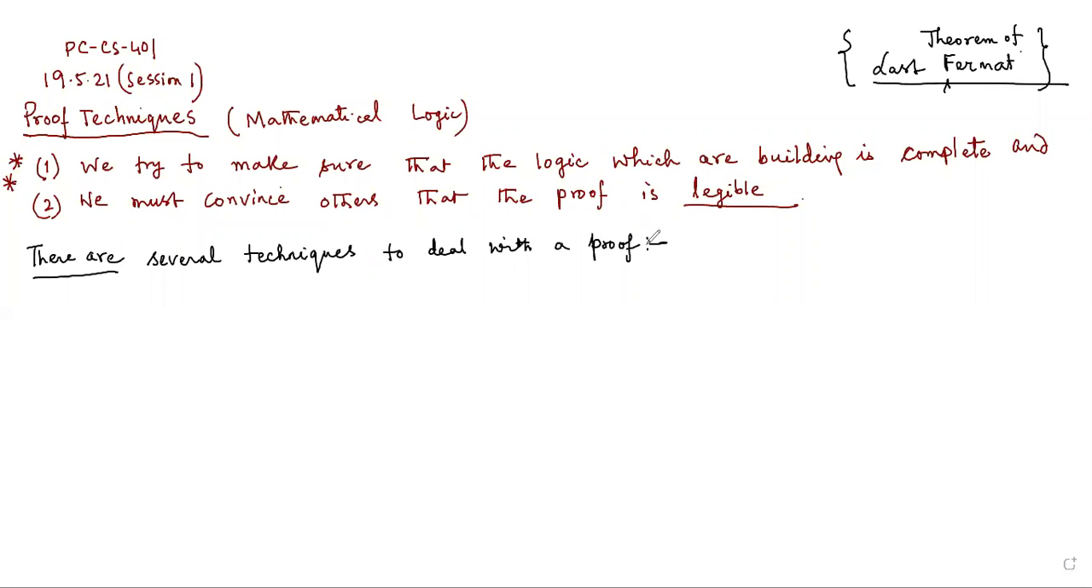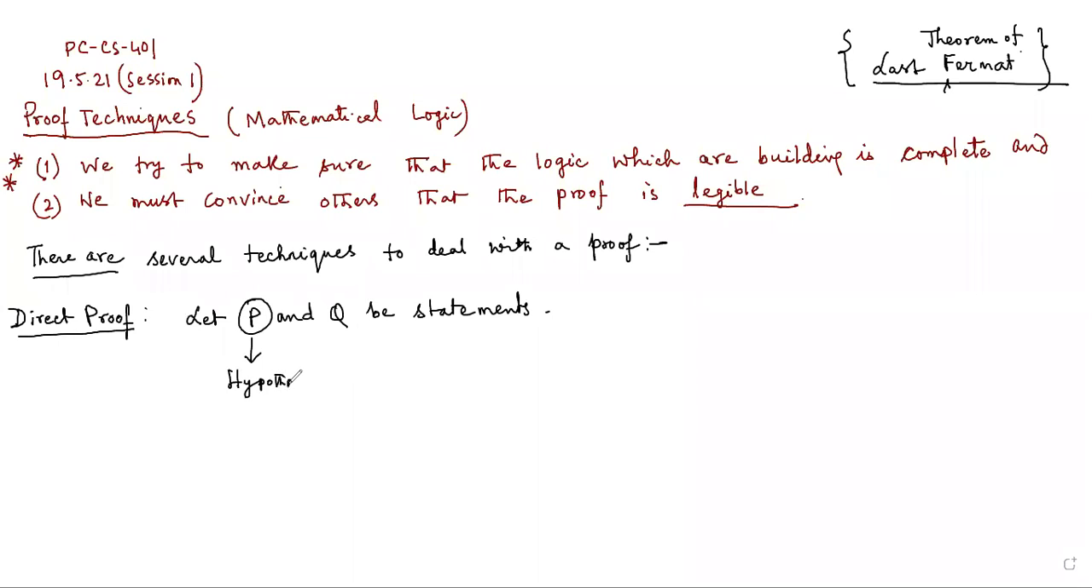One of the techniques that I'm going to discuss first is called direct proof. What is direct proof? In direct proof, we consider two mathematical statements, P and Q. Okay, and we make this statement P my hypothesis, and suppose this statement Q is my conclusion.